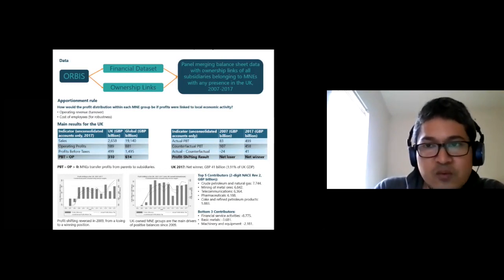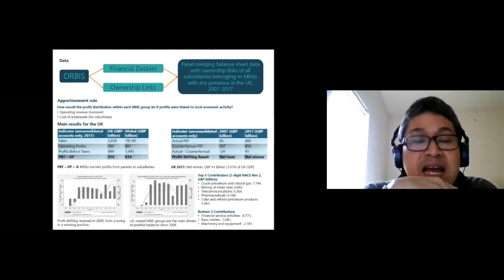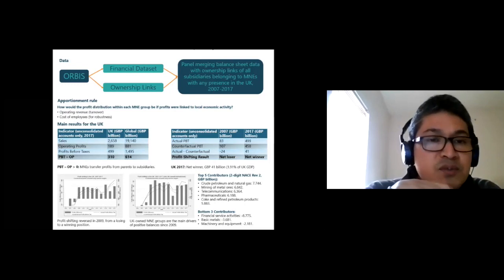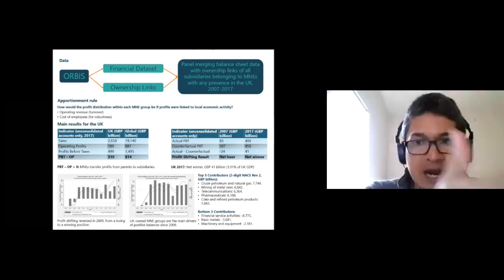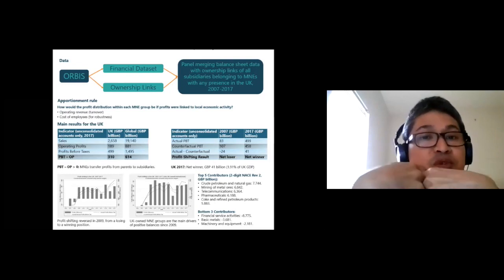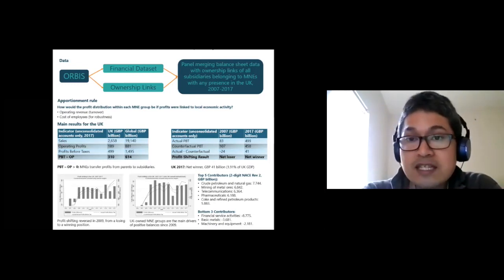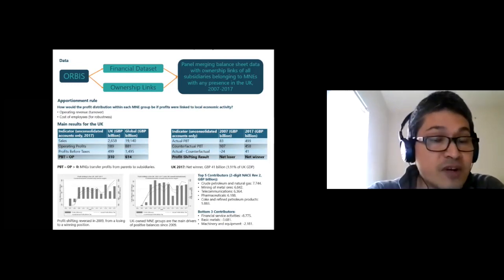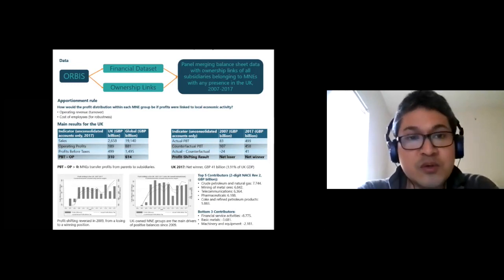With this final data set, we proceed to our empirical approach, in which we retrieve information of profits for each subsidiary as well as profits from the parent company, and we apply an apportionment rule, whose objective is to find how the profit distribution within each multinational enterprise group, composed of the parent plus the subsidiaries, would be if profits were linked to each firm's local economic activity. That local economic activity could be measured by either their operating revenue or turnover, which is the main result we base our findings on in this project, as well as the cost of employees, which we use for robustness.